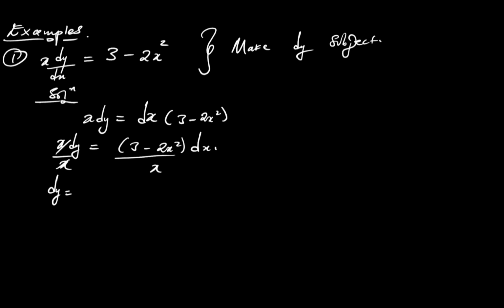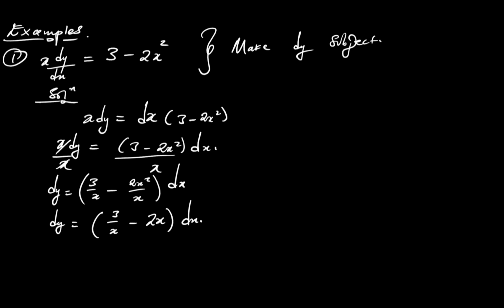So dy is equal to, now this can be written as 3 over x minus 2x squared over x, then dx. Can be simplified furthermore as 3 over x minus 2x dx. Then you can basically integrate. We can integrate independent of the terms. I can integrate this one separately and the other one separately. But the best way is to do it all at once.